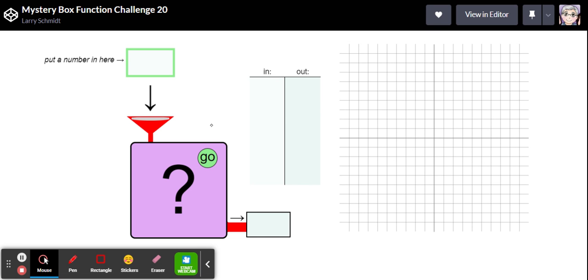In this purple mystery box, there's some math, and your job is to figure out what that math is by putting numbers into the top and seeing how they're transformed when they come out the bottom. So we'll keep track of your ins and outs in this chart, and we'll even graph those as points so you can see the shape that this math makes, and maybe that'll help you figure out what it is. There's a link in the description, and you can get to this page and just plug in as many numbers as you want until you think you've got the solution. Pause the video while you do that, then come on back and see if I come up with the same solution that you did.